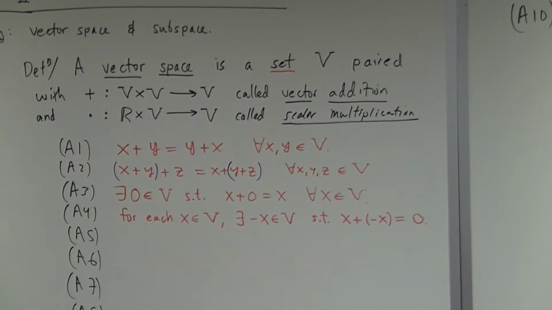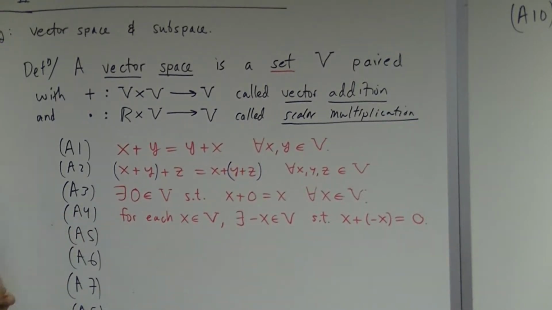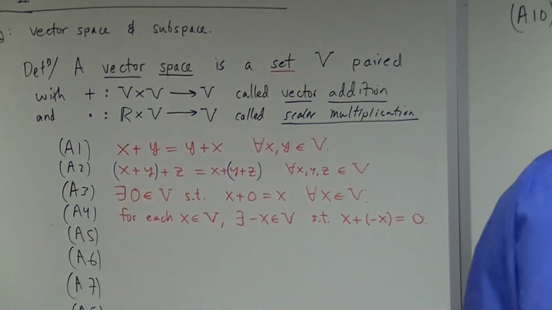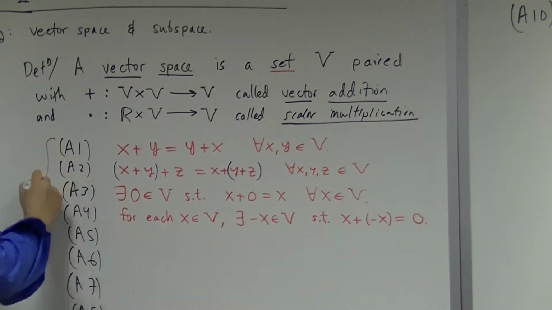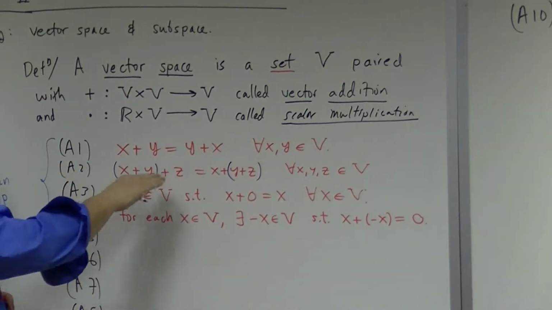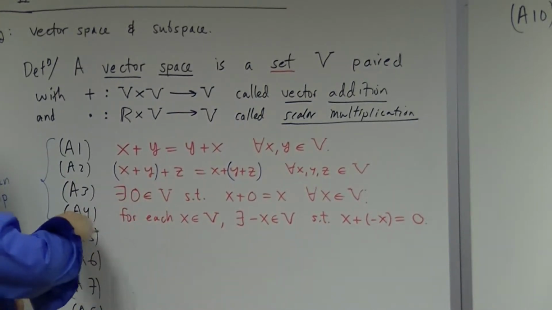So these first 4 axioms taken collectively. Let me just make a comment here before I go on to the other axioms. These first 4 axioms collectively tell us that a vector space forms an abelian group with respect to addition. Abelian because of axiom 1. It's a group because this operation of addition is associative, there's an identity, and there's inverses for everything.